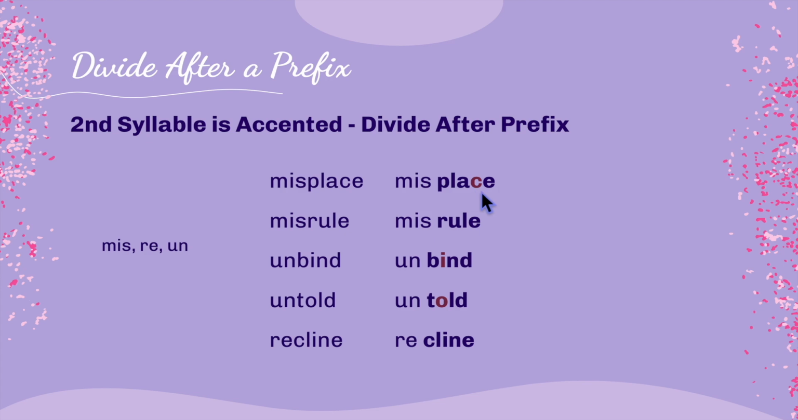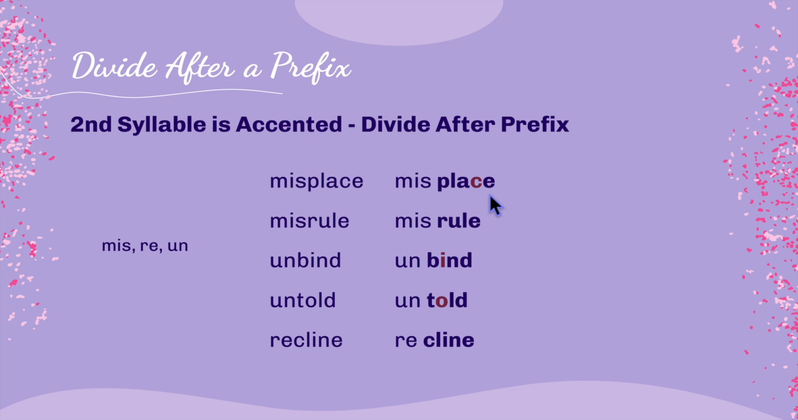The C has its soft sound. And right here, this I and this O will have their long sounds because IND at the end of a word usually has a long I sound. And OLD at the end of a root usually has a long O sound. So here we have misplace.